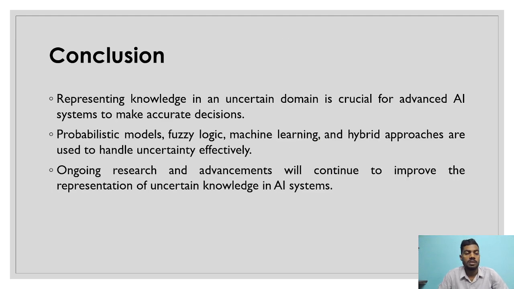Conclusion. Representing knowledge in an uncertain domain is crucial for advanced artificial intelligence systems to make accurate decisions. Probabilistic models, fuzzy logic, machine learning, and hybrid approaches are used to handle uncertainty effectively. Ongoing research and advancements will continue to improve the representation of uncertain knowledge in artificial intelligence systems.